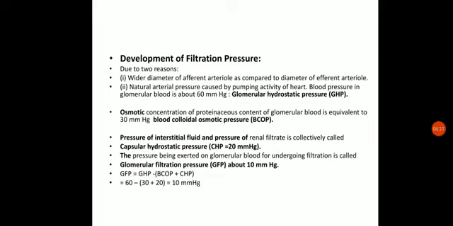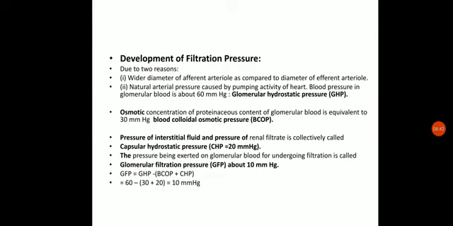Now altogether we can say the pressure which is responsible for filtration is called glomerular filtration pressure, GFP. Glomerular filtration pressure, that is GFP, is around 10 mm of Hg. How can it be calculated? That is GFP is equal to GHP minus BCOP plus CHP.